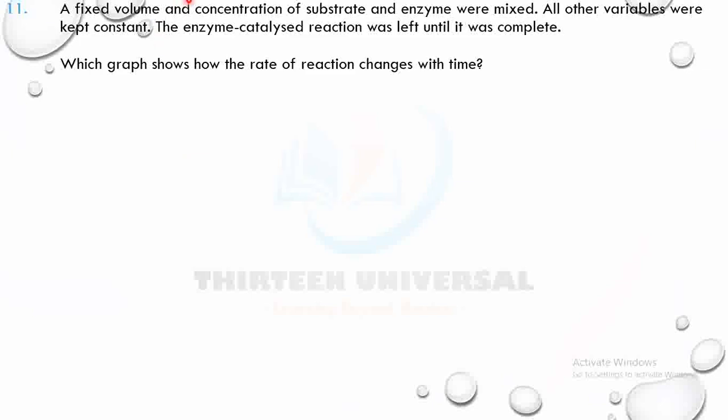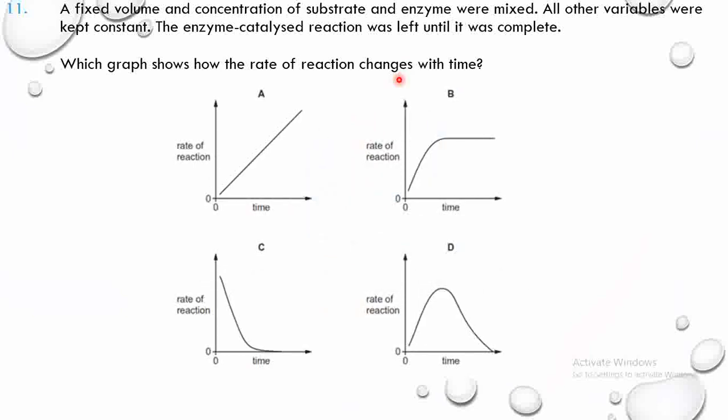All right, a fixed volume and concentration of substrate and enzyme were mixed, and all other variables were kept constant. The enzyme catalyzed reaction was left until it was complete. Which graph shows how the rate of reaction changes with time? Yeah, the relationship between rate of reaction and time. So choose the option. Which option are you going to go for? A or B? Come on, C, D. Which one are you going to get?